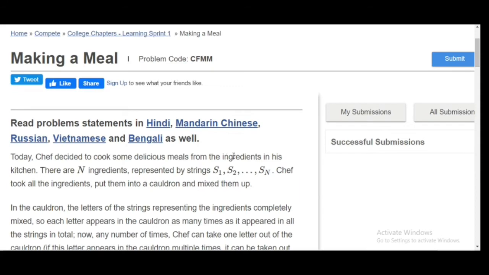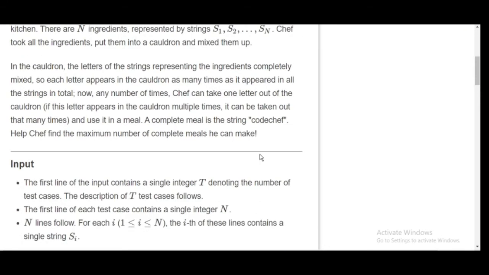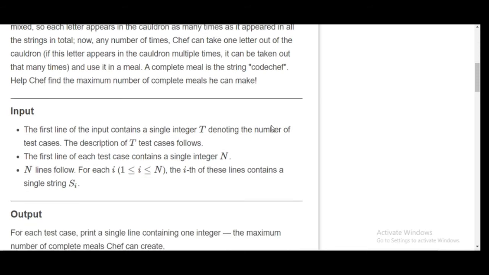This is Making a Meal. The question is very simple. They are making a meal in which the ingredients are CodeChef. Okay, think of spices as the alphabets in the word CodeChef. Remember that CodeChef is a string. Let me give you an explanation of this.